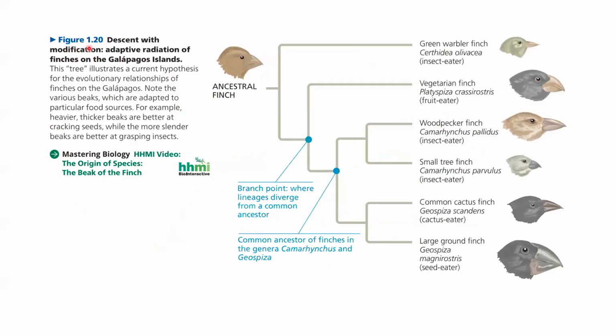And then figure 1.20, also from the textbook, is also showing this aspect of evolution, or more specifically, descent with modification, adaptive radiation of finches in the Galapagos Islands. This was one of the first things that Charles Darwin, who discovered evolution, observed: finches, this particular species of birds. And they saw that, oh, they're all finches, but they all have different shaped beaks. And that's what they're highlighting here.